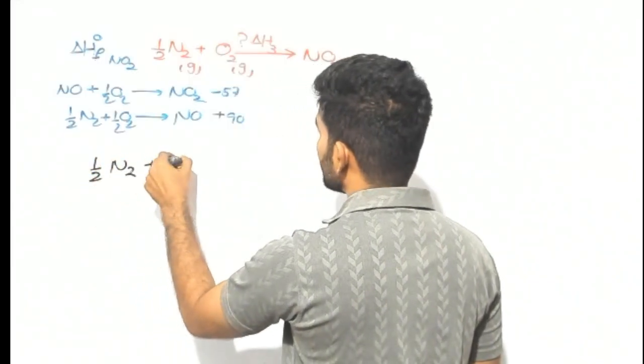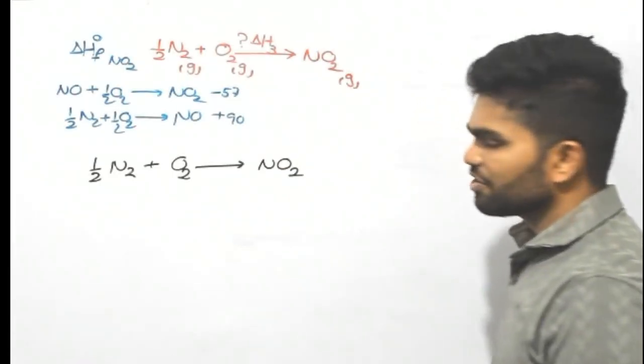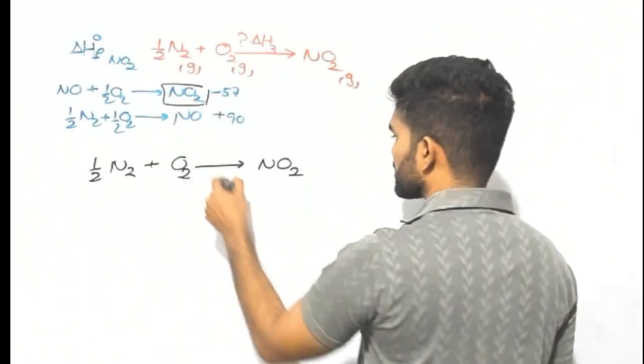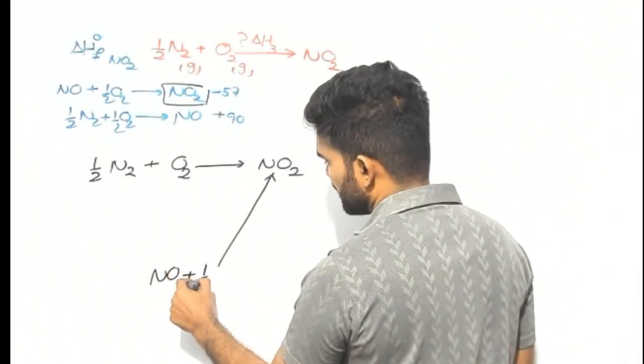That may be a doubt that you are having. Start from somewhere common. Now can you see NO2 is common? So this one also forms NO2, starting from NO and half O2.